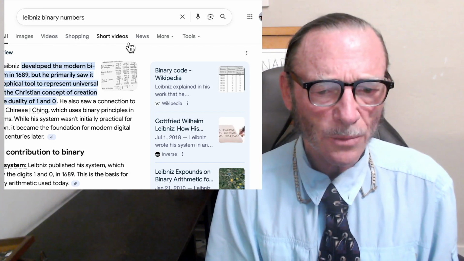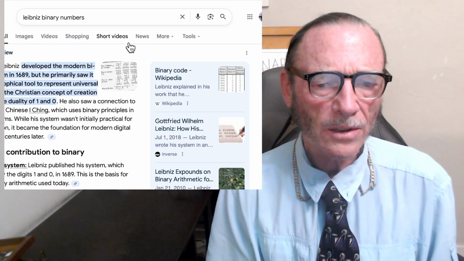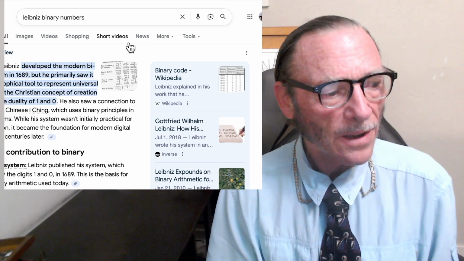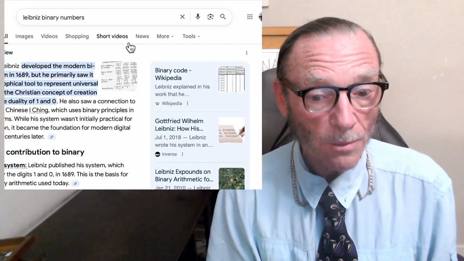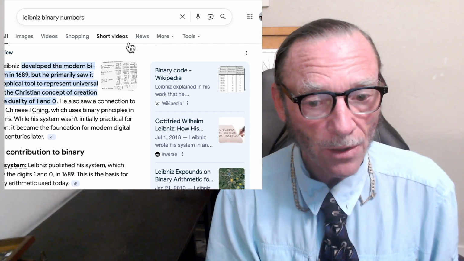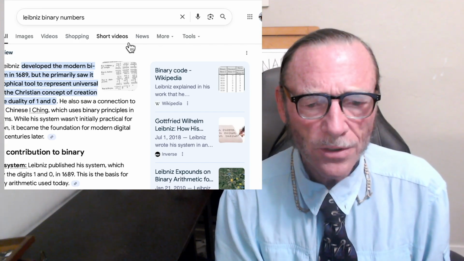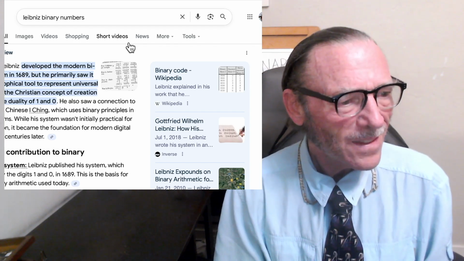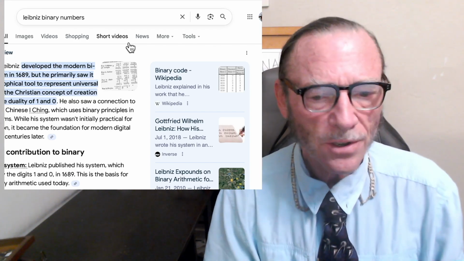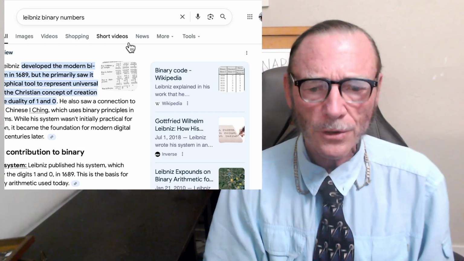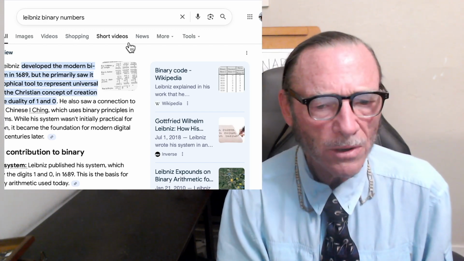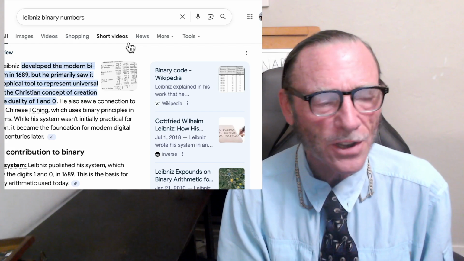But he actually didn't really see it that mathematically, although, as we'll find out, he was a mathematician after all. He invented the calculus, so you might expect that. But he really thought of it as a philosophical tool. He also saw a connection with the ancient I Ching. He was one of the first Europeans, actually, to really talk about the I Ching at all.